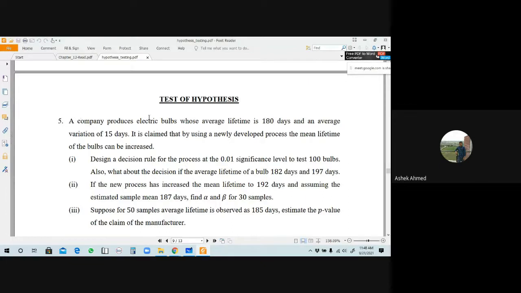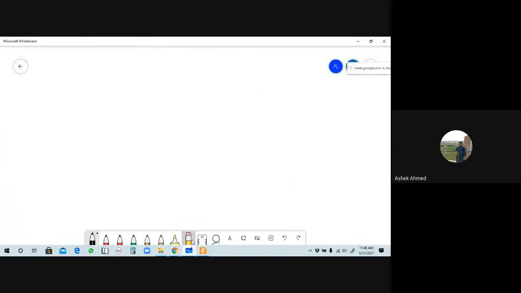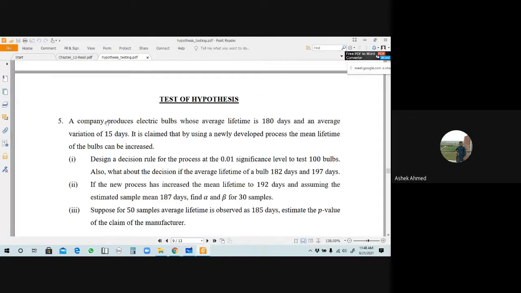A company produces electric bulbs whose average lifetime is 180 days, with an average variation of 15 days. From here, what do you mean by average variation? From the first line, a company produces electric bulbs whose average lifetime is 180 days.